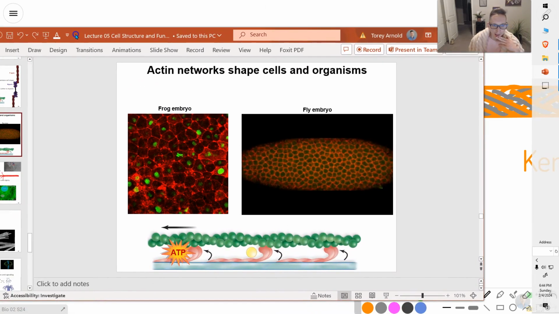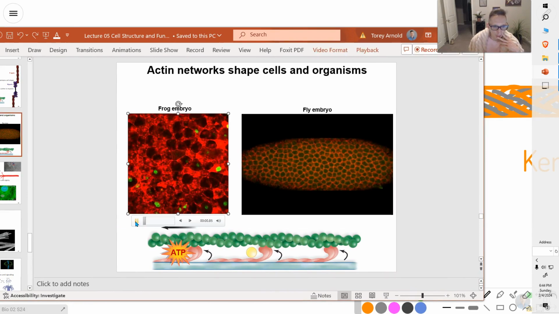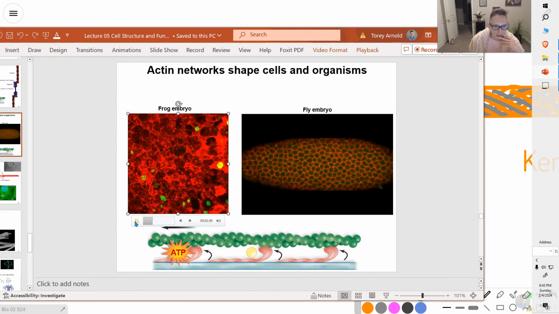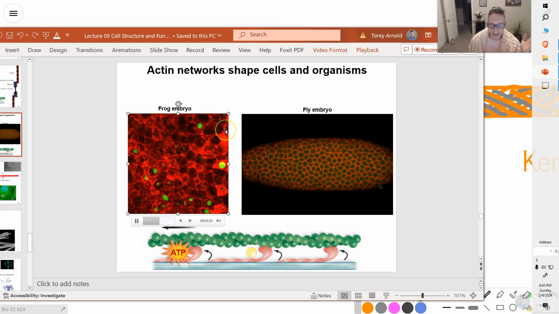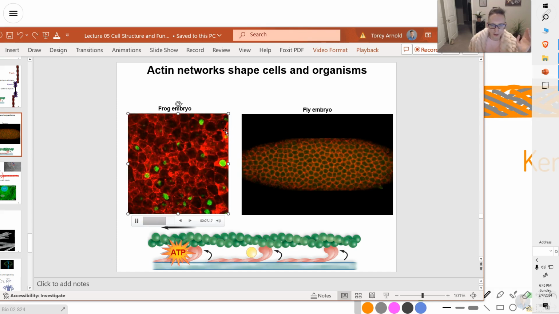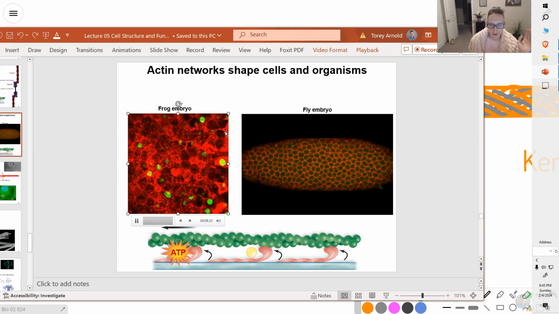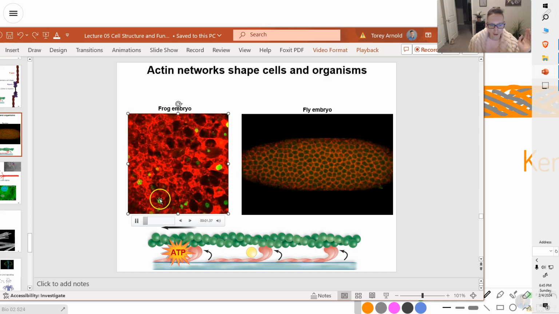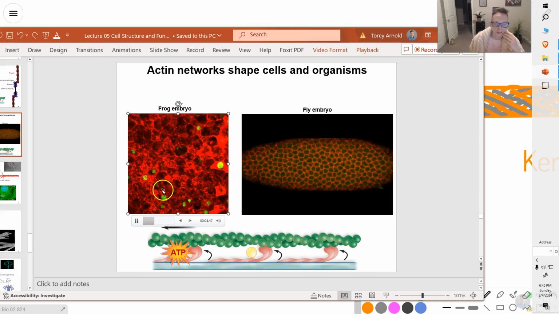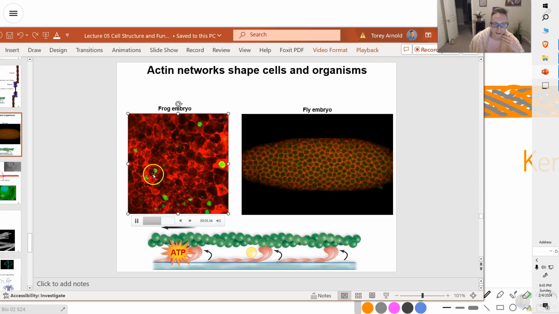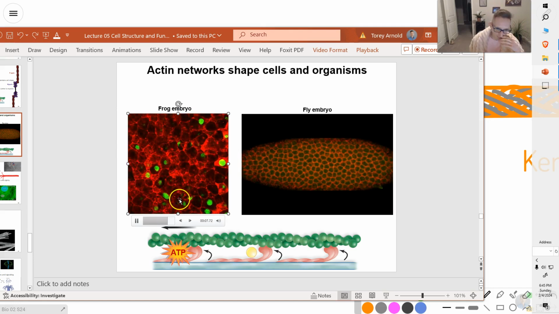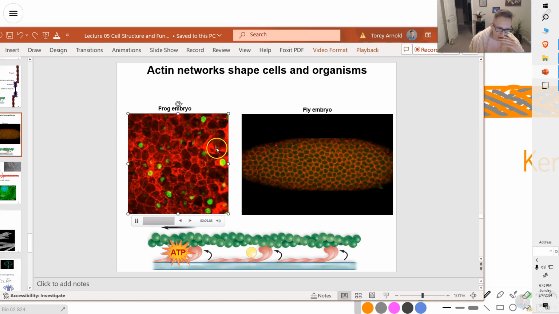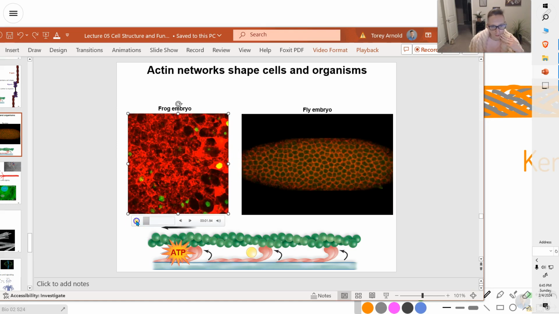I got some videos here to show you guys. Actin helps shape cells. So this is a video I took of a bunch of cells in a frog embryo. And you can see this is all labeling actin in red. You can see just how pulsatile this whole tissue is moving. Each one of these cells, green we have the nuclei, red we have the actin. Boom, you see this big tissue-wide pulse.